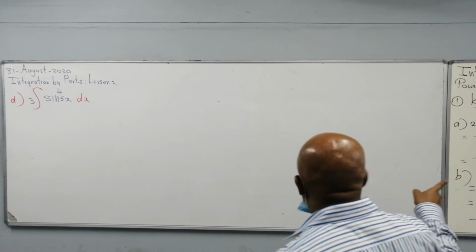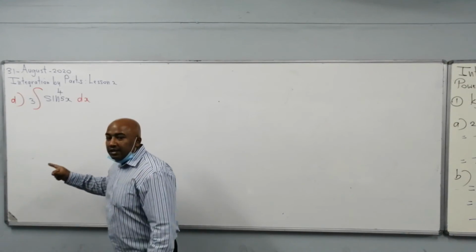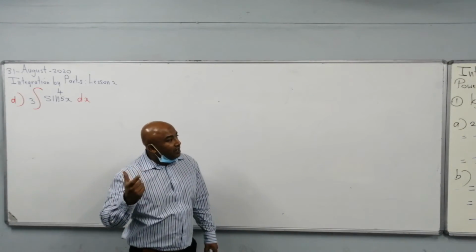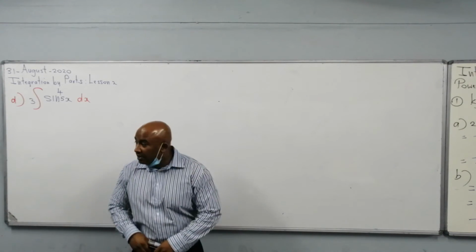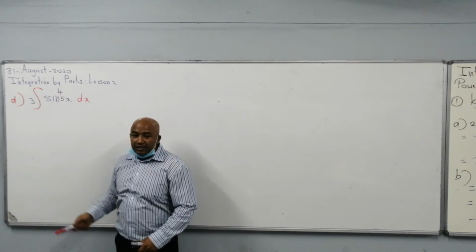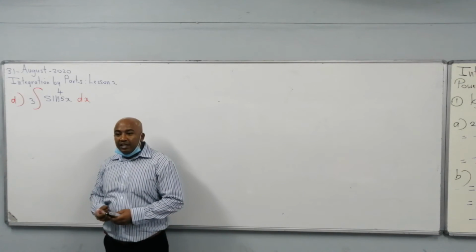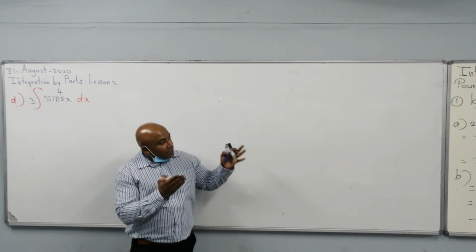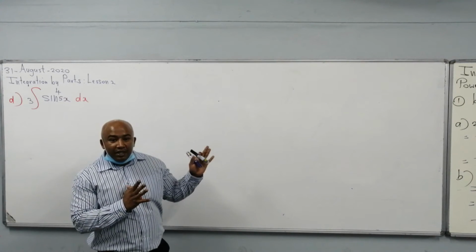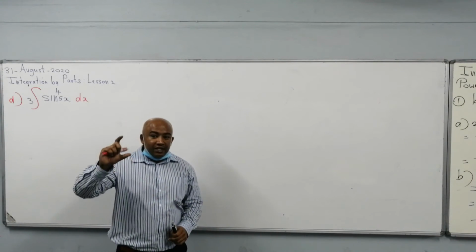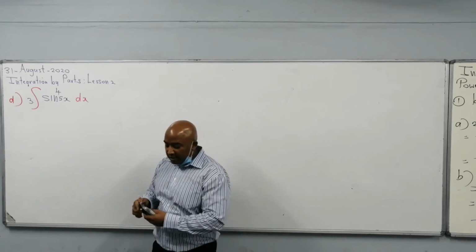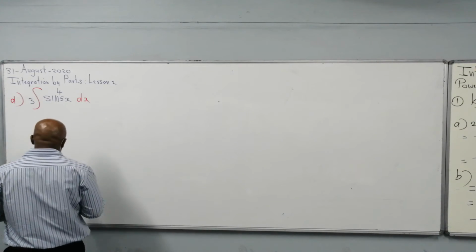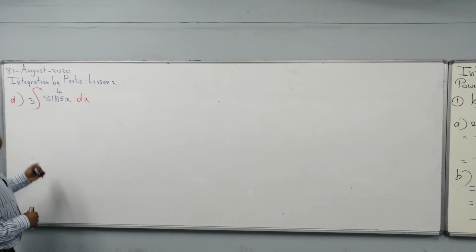Alright, so that was sine squared. Now we are dealing with even powers. Your exponent is an even number, and 4 is an even number. So if it's an even number, we need to apply the same technique: use the double angle formula for sine squared. Now we need to get sine squared, so we use our exponent laws.